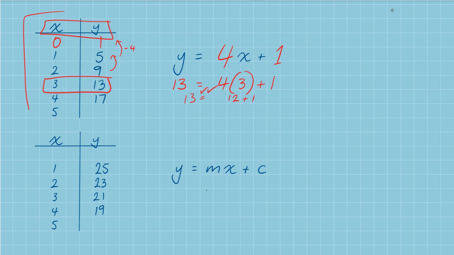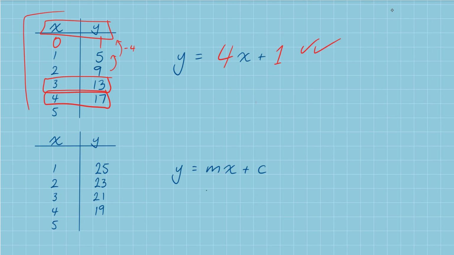Let's try another one. Let's try 4 and 17. So let's try the same thing. 4 times 4 plus 1 should equal 17. Well, that's 16, and 16 plus 1 equals 17. So fantastic, that's right too. So it looks like this equation is correct.